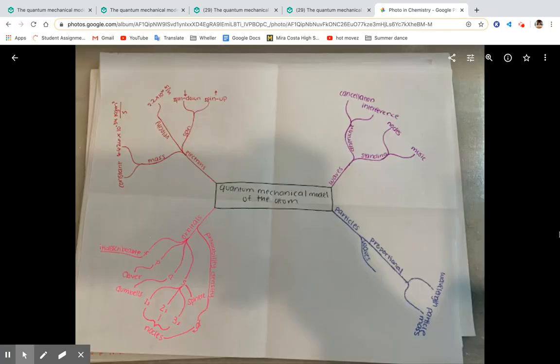And then there's also particles, and the particles have proportional wavelength to particle mass, and particles can also be seen in waves.